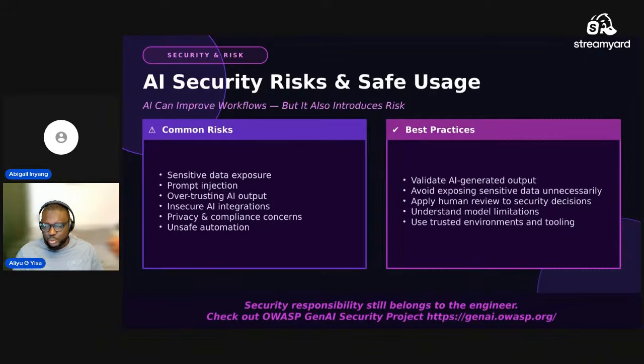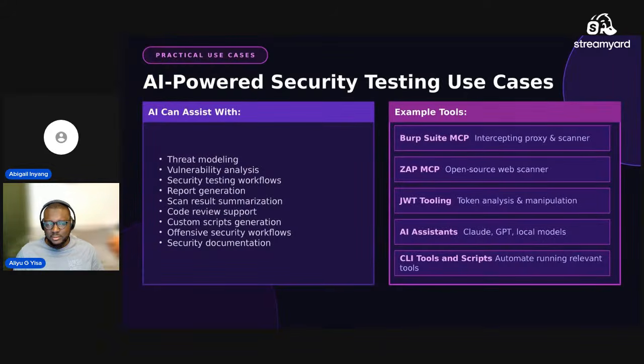A good resource that you can look at is the OWASP Gen AI security project. It's good to just read through it. It's a good resource to understand the risks around, what's it called, around generative AI. And yeah, I've mentioned some of this before. We have different use cases with threat modeling, vulnerability analysis, security testing, reports, generating custom scripts, and stuff like that.